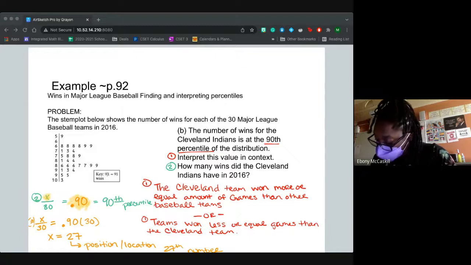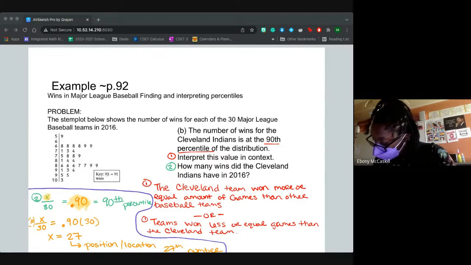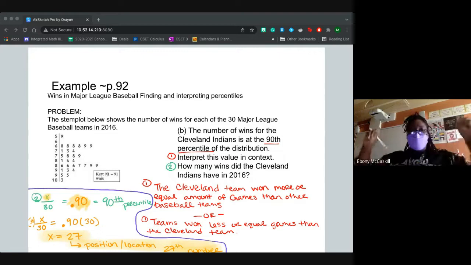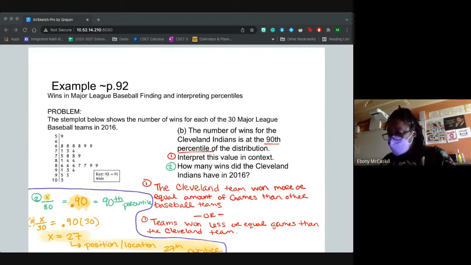I'll separate this for y'all. So this part is the most important. We want to remember that it is the position, location. It is not the value. It is the position or location. So what I am going to do is count until I get to the 27th number.